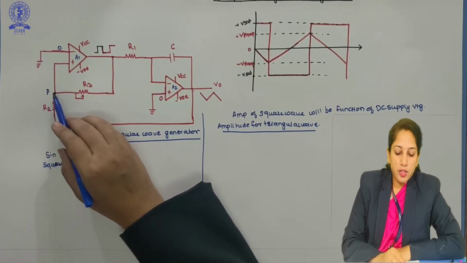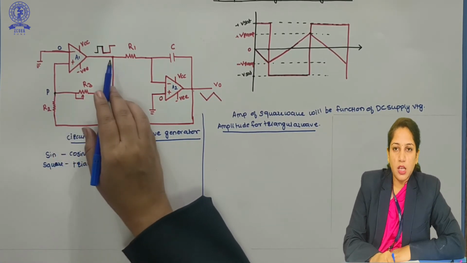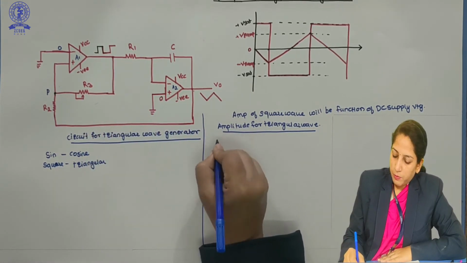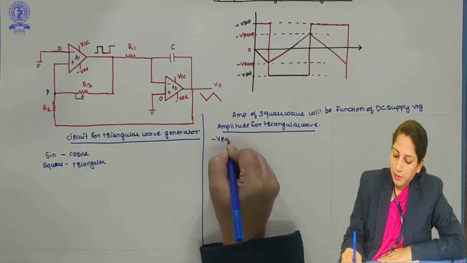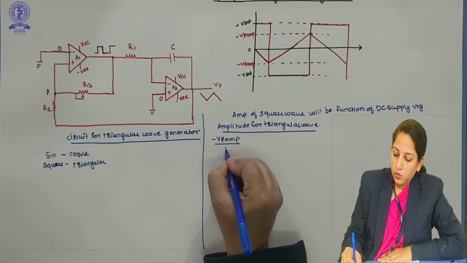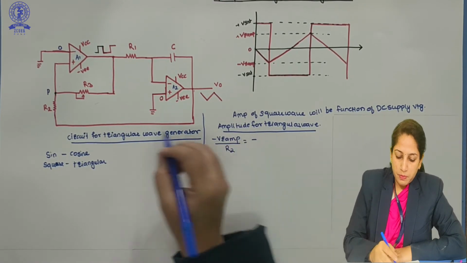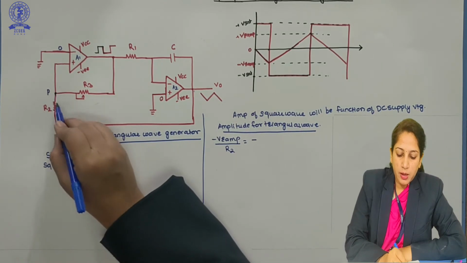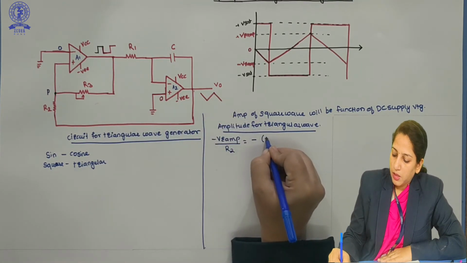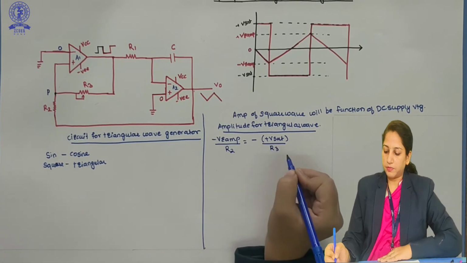Okay, means the voltage developed across R2 will be equal to the voltage developed across R3. So if I write here, my formula will become minus V ramp, which is the voltage developed across R2, will be equal to the voltage across R3. So here will be minus V ramp, then the voltage across R3 will be plus V saturation. So it will be plus V saturation across R3.